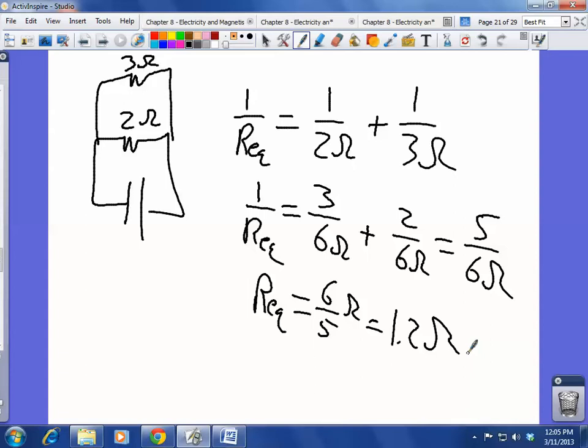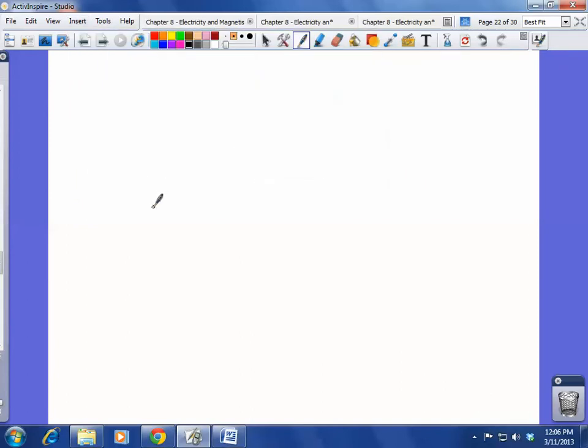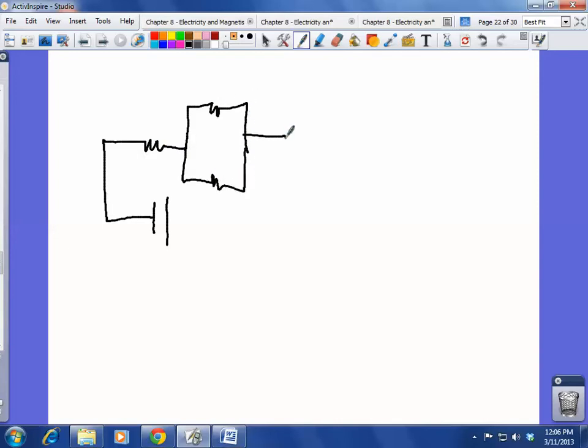But what we need to talk about now is the fact that not all of these systems are just series or parallel. Most systems are some combination of the two. When we have some combination of the two, we have to look and say, okay, what is in series with what and what's parallel to what? Let's take this for example. Say 2 ohm, 3 ohm, and a 9 ohm.